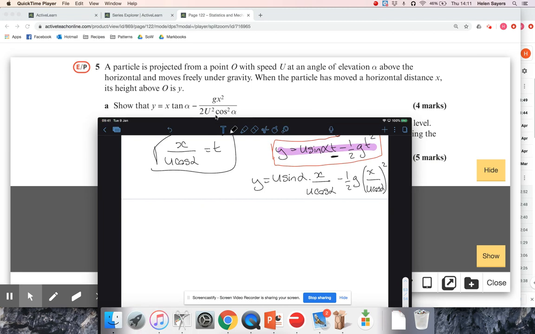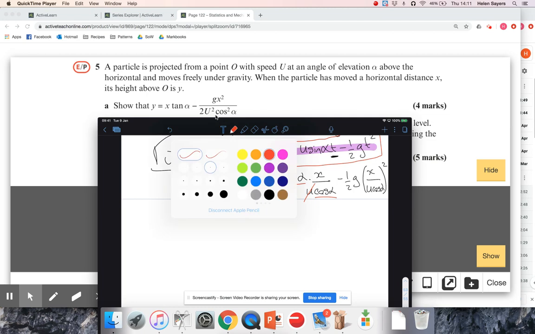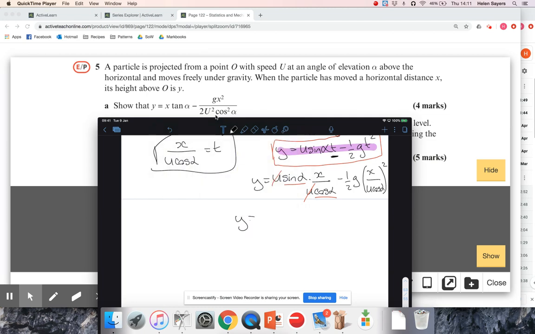So what's going to happen? Well, that u and that u can cancel. Sine alpha over cos alpha, I know is tan alpha. So I think we're all right with the first part. So we've got the x tan alpha, so that's good. Okay, so then I've got the minus a half g. In fact, no, that's fine, I'll leave that.